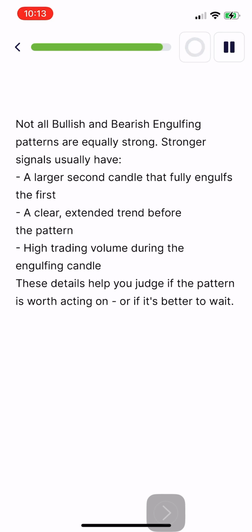Not all bullish and bearish engulfing patterns are equally strong. Stronger signals usually have a larger second candle that fully engulfs the first, a clear, extended trend before the pattern, and high trading volume during the engulfing candle. These details help you judge if the pattern is worth acting on, or if it's better to wait.